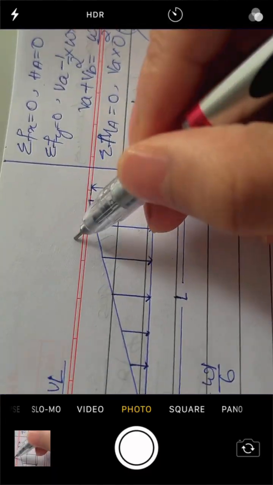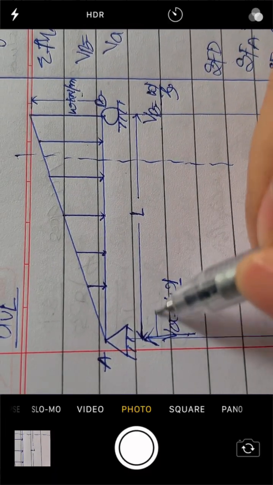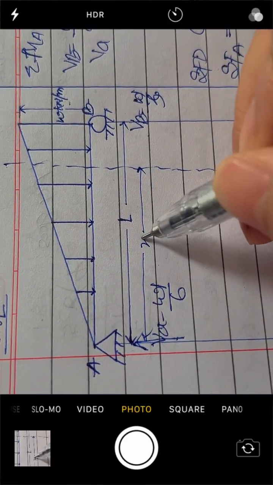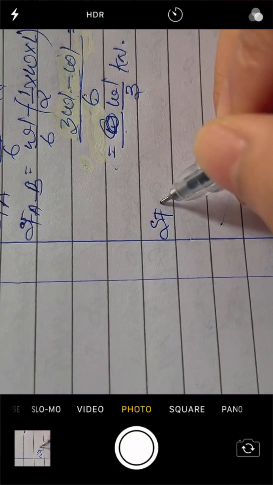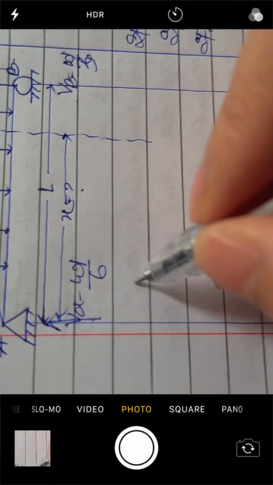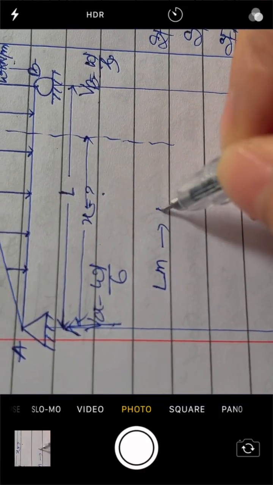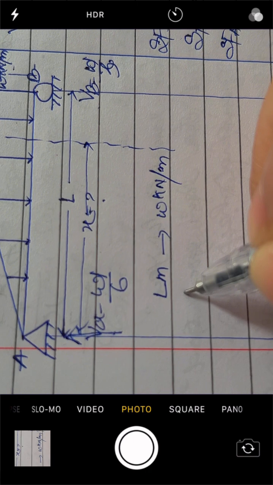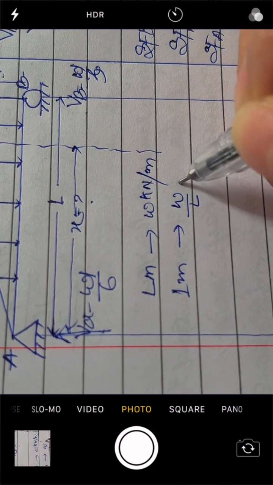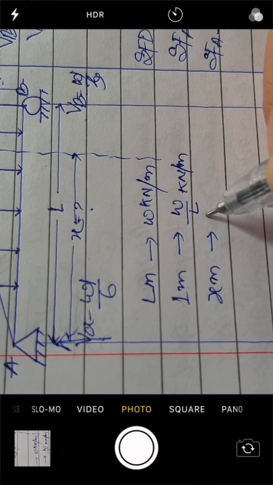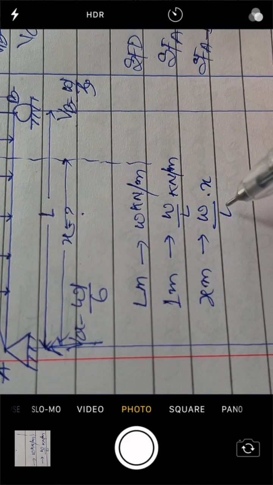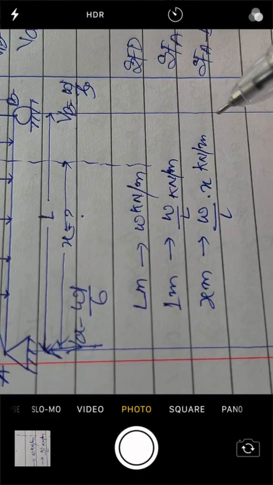Now we will find out the bending moment at a section at distance x from here. Now we are interested to find the value of this at C. For L meter, we know that it's W kilonewton per meter. Similarly, for 1 meter, it becomes W by L kilonewton per meter. And for x meter, the load intensity is Wx by L kilonewton per meter.